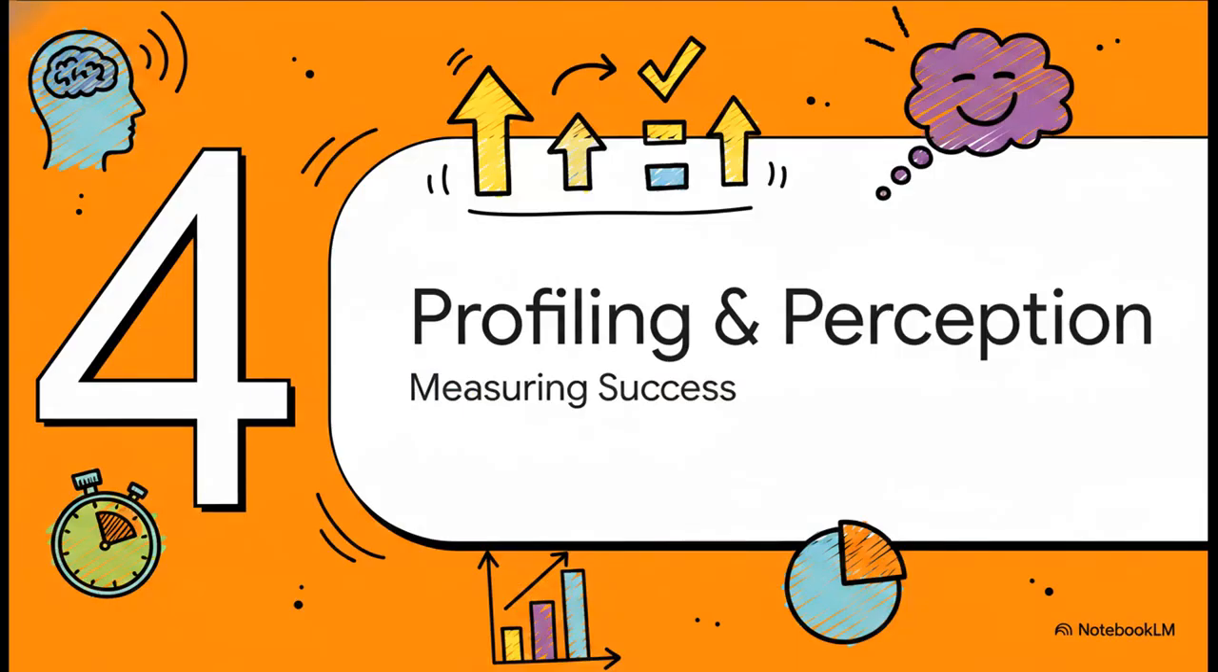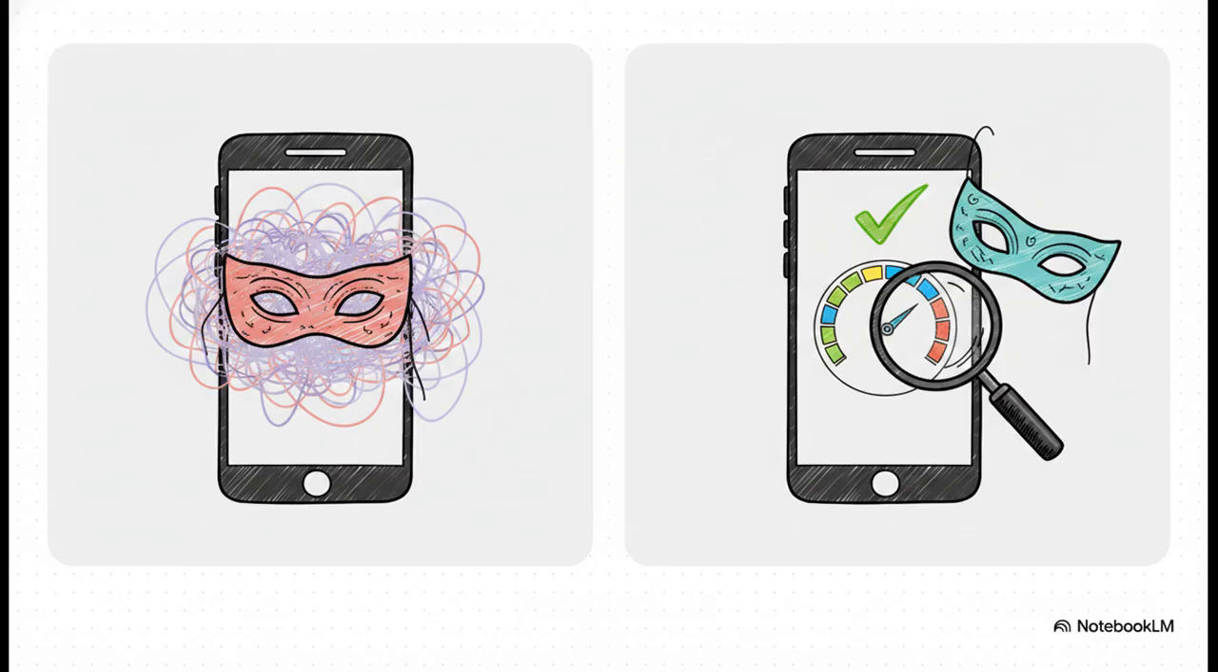Finally, Section 4, Profiling and Perceived Performance. How we actually measure success. Let's shift our mindset for a second. We're moving away from the code itself to how we measure success. And we've got to start with the biggest lie in Flutter development: debug mode. Listen to me on this one. Debug mode lies to you about performance.